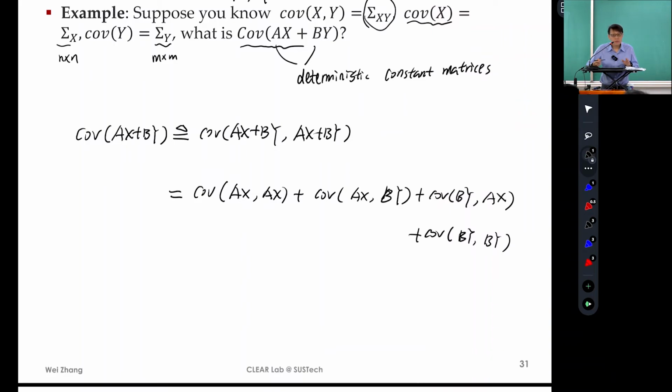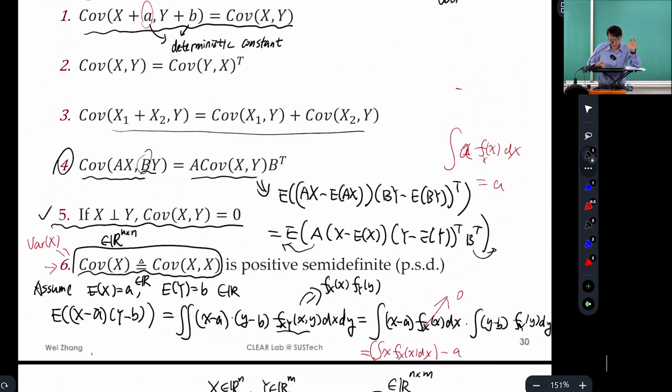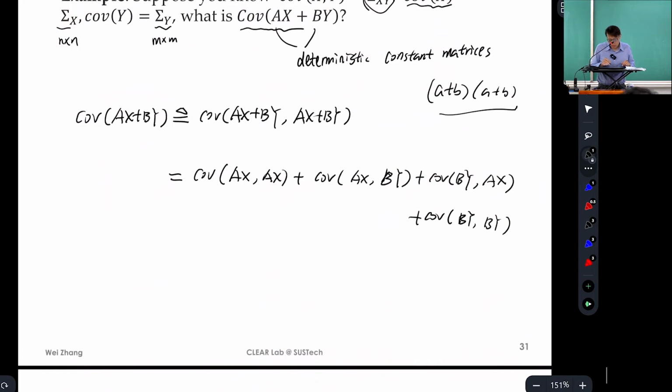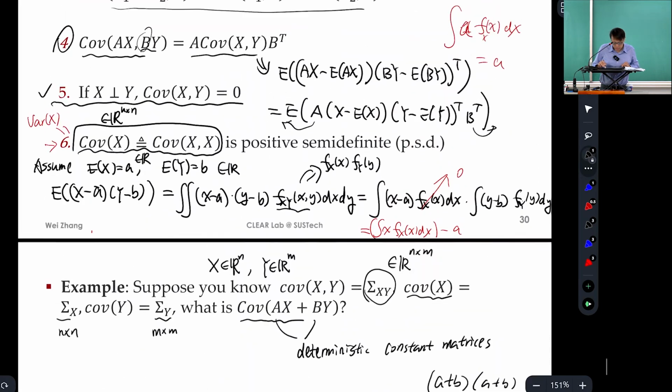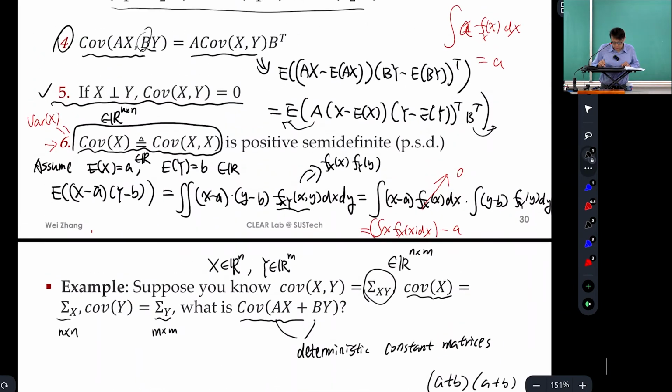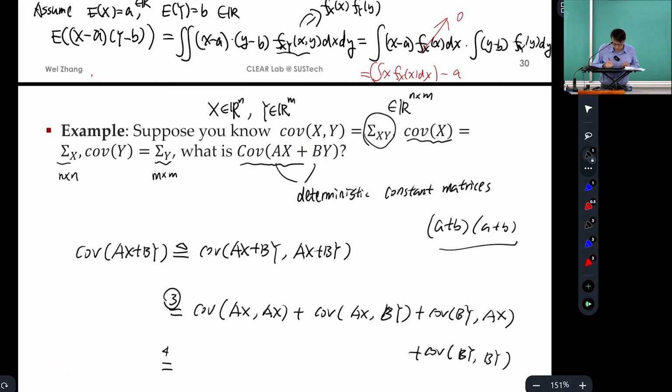Can you get this? It looks similar to multiplying out (A plus B) times (A plus B), right? Why is that? It looks like a multiplication of these two. It is indeed just the multiplication. So you have this multiplication-like type of property, and once you get here, this is by property 3. The next one, let's use property 4.